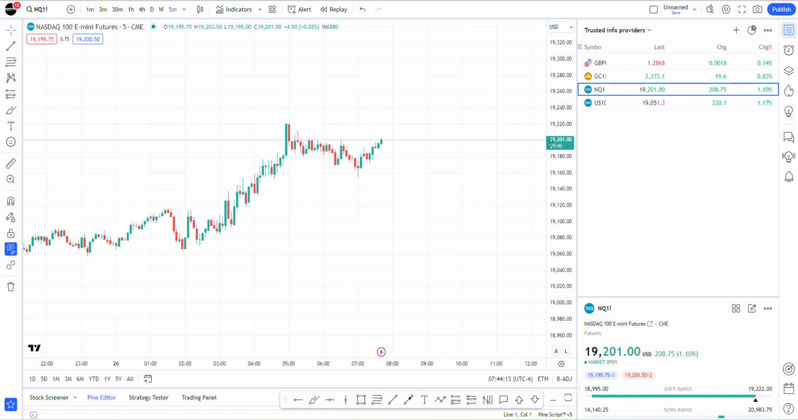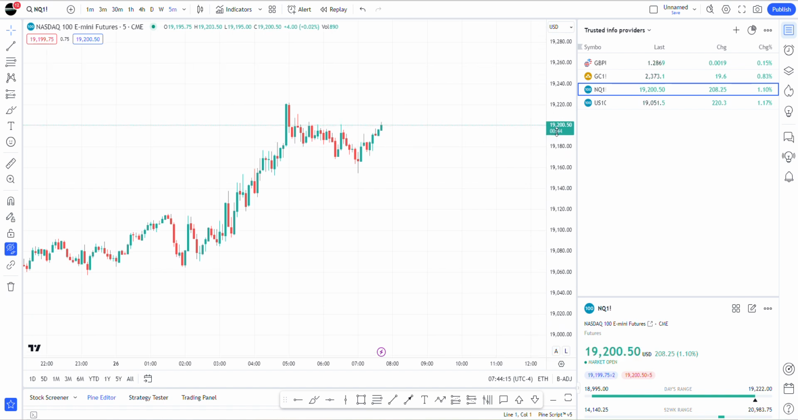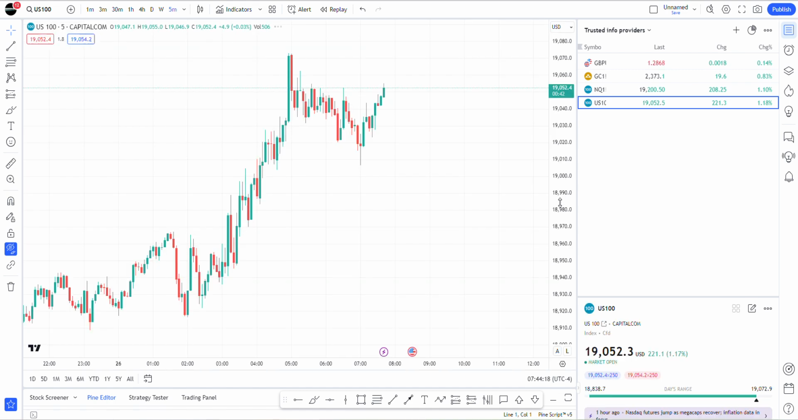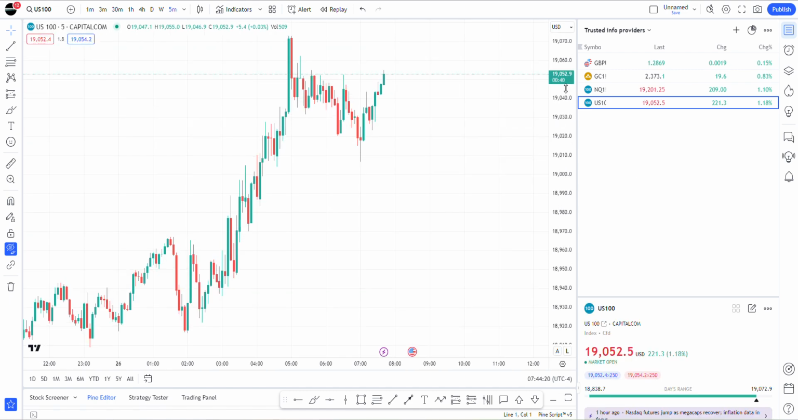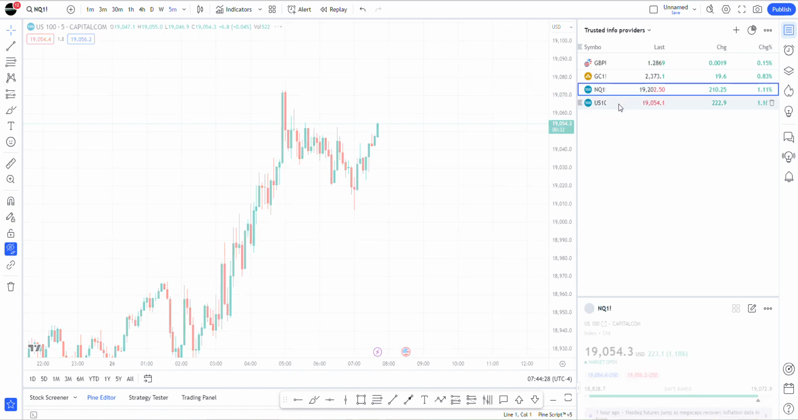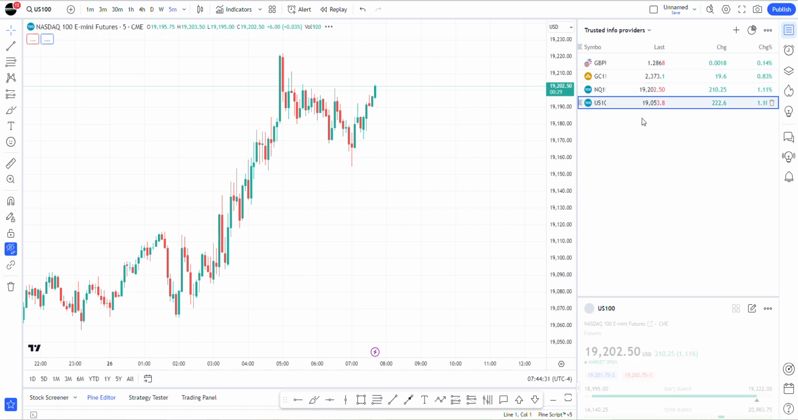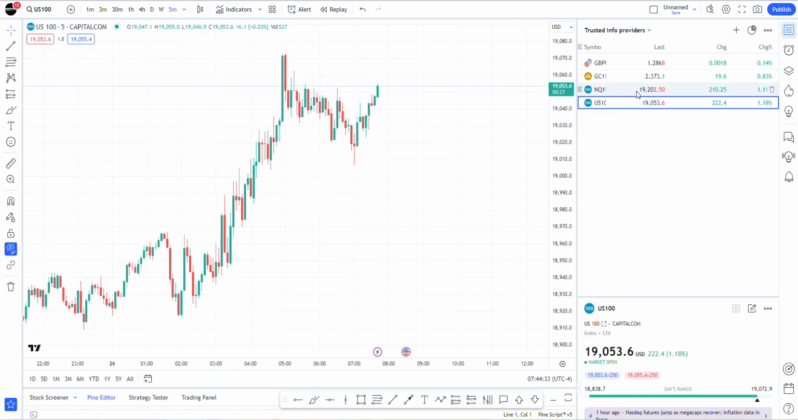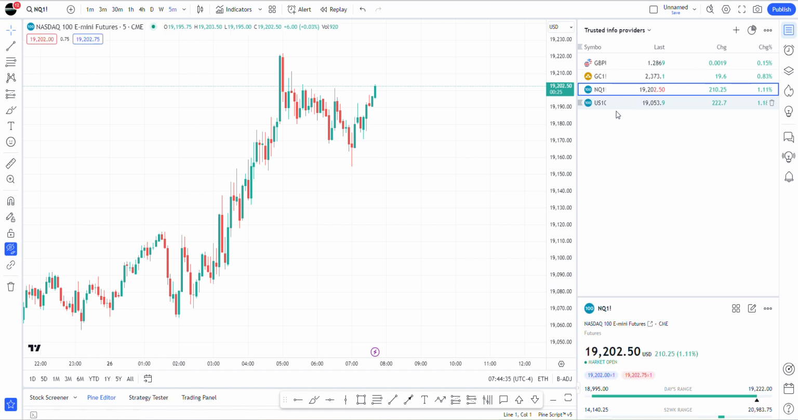You'll see this is 19,200. This one is 19,052. So whatever position you're taking, just subtract the 150 off of it, or whatever difference it is between your broker and the futures. You'll see the price movement is kind of similar, with some small nuance differences.